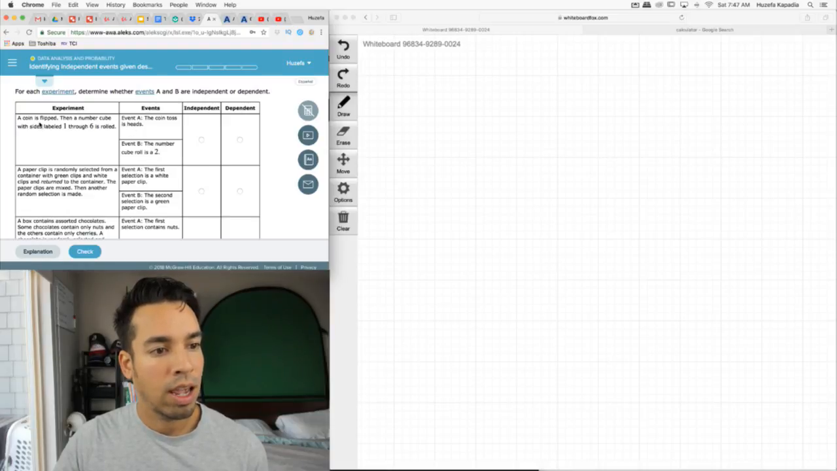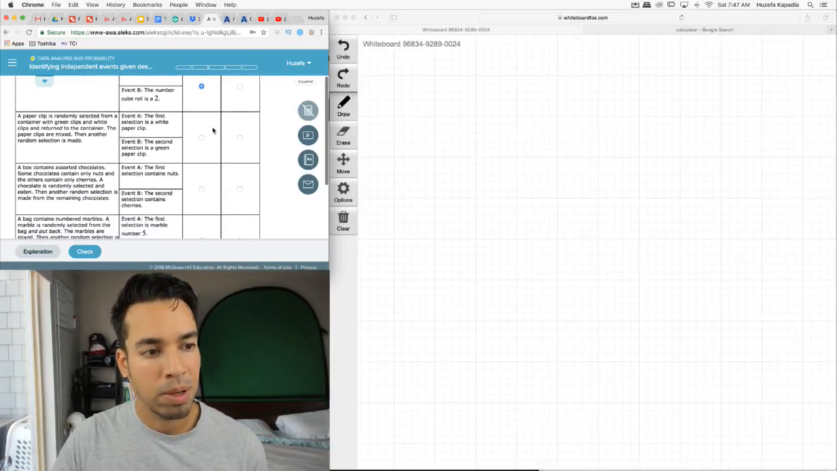It says a coin is flipped, then a number cube with sides 1 through 6 is rolled. Event A, the coin lands heads. Event B, the number cube is rolled. Here's the deal. It doesn't matter what we flip on the coin in terms of what we roll on the die. It has no impact on that second event. Therefore, we call the second event independent of the first. So those are independent events.